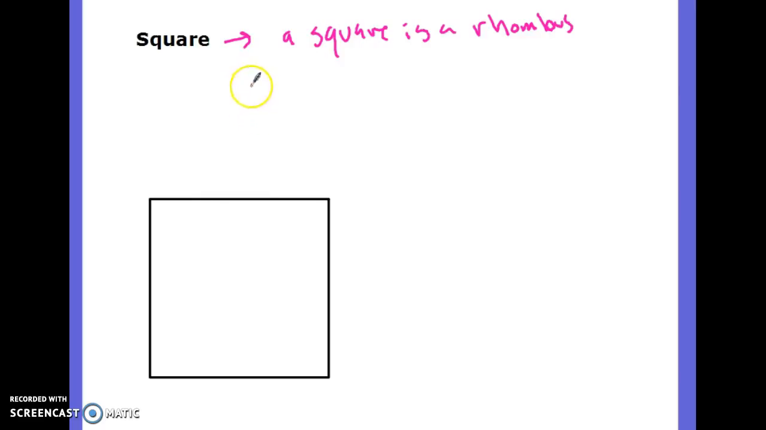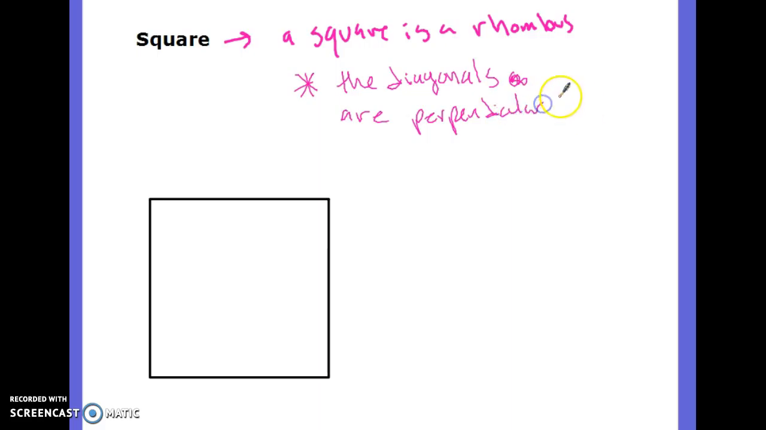For a rhombus, remember it has 2 special properties. First property, the diagonals. Yeah, it's true for squares and rhombuses. The diagonals are perpendicular to one another. Perpendicular to one another. And I'll illustrate that in our diagram as well.